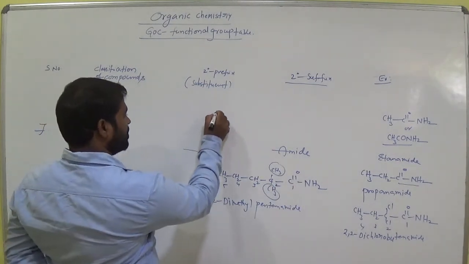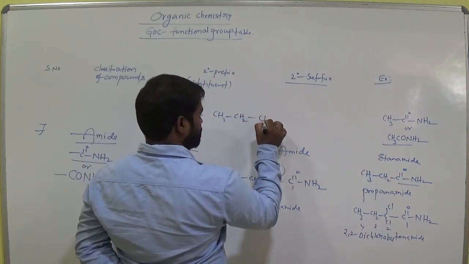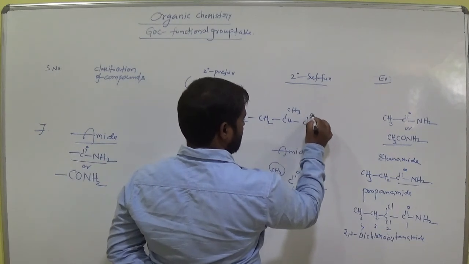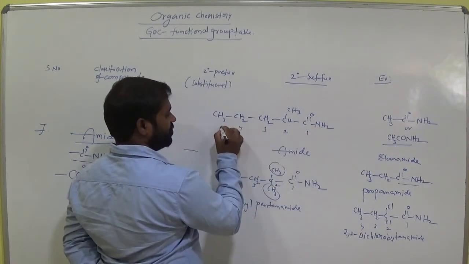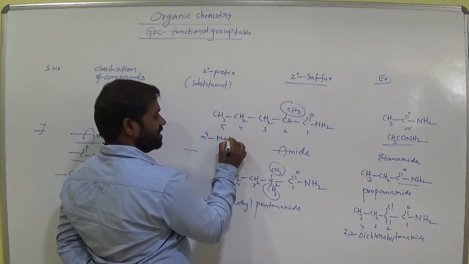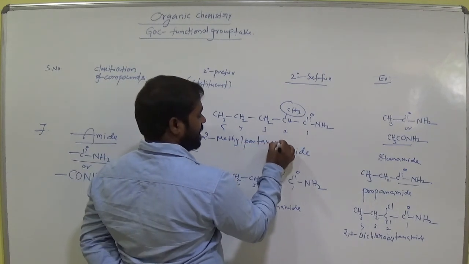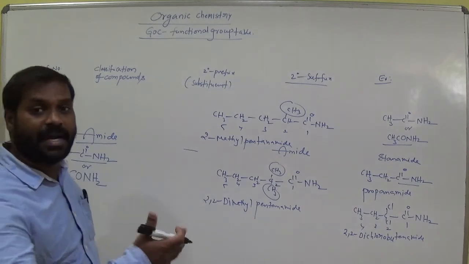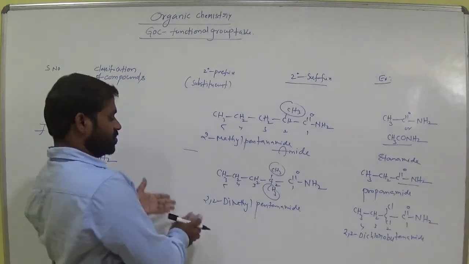So let's see this example. CH3, CH2, CH2, CCH3, bond C double bond O NH2. Clear? So 1, 2, 3, 4, 5. This is the substituent. Only one methyl group. At which carbon? Second carbon. 2 methyl pentanamide. Clear? Amide. Clear? These are some examples. You just remember how to write.